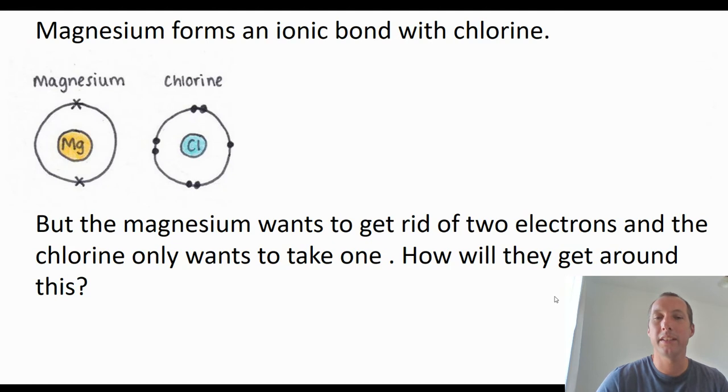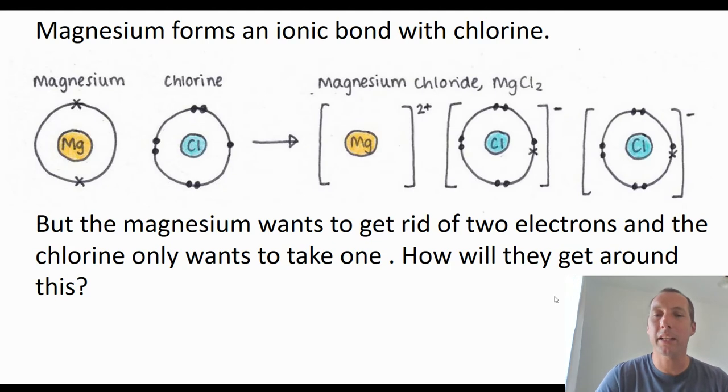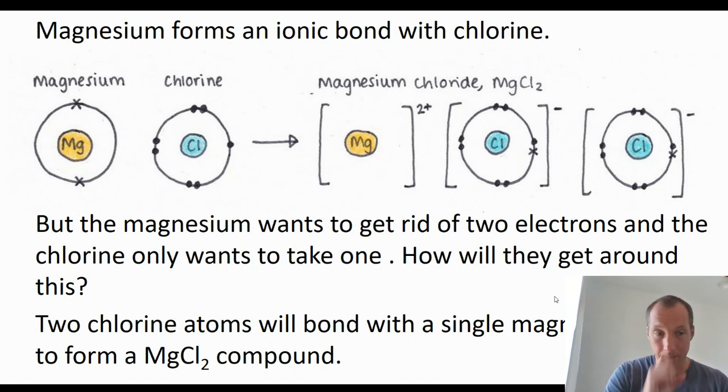Well, the way that this works is magnesium teams up not just with 1 chlorine atom, but with 2. Magnesium will give 1 of its electrons to 1 chlorine atom and 1 of its electrons to the other. So we actually get 3 ions formed here: a magnesium 2+ with 2 chlorine 1-. Because of that, the compound that we form is not just magnesium chloride, MgCl. It's magnesium chloride, MgCl2, because every magnesium atom needs to bond with two chlorine atoms.